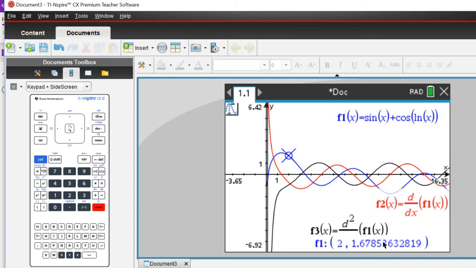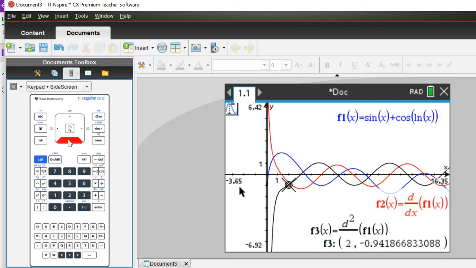If I want to know the value of the first derivative when x is 2, now all I need to do is put the down arrow, and that will cycle between the functions and keep the x coordinate. Okay, so we can see that the first derivative is negative. Is that something that makes sense? Yes, it is. Through here, this graph is negative. The second derivative is negative when x equals 2. Is that something that makes sense? Yes, this graph is concave down here.